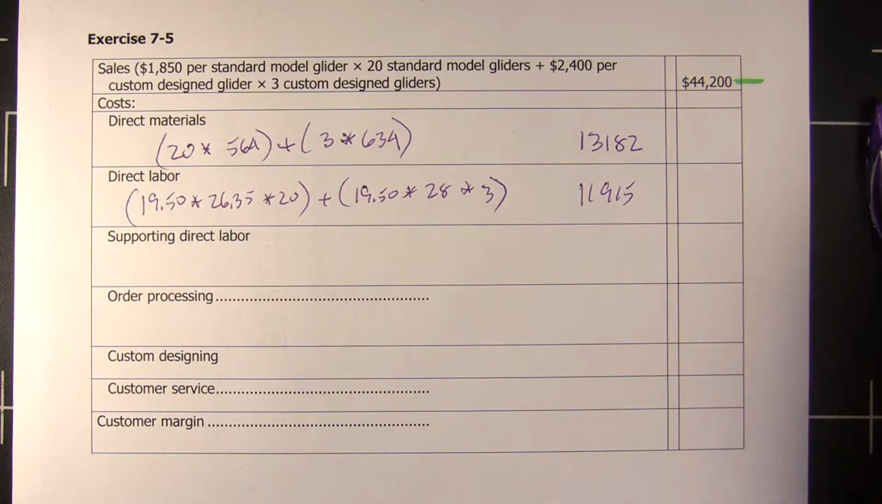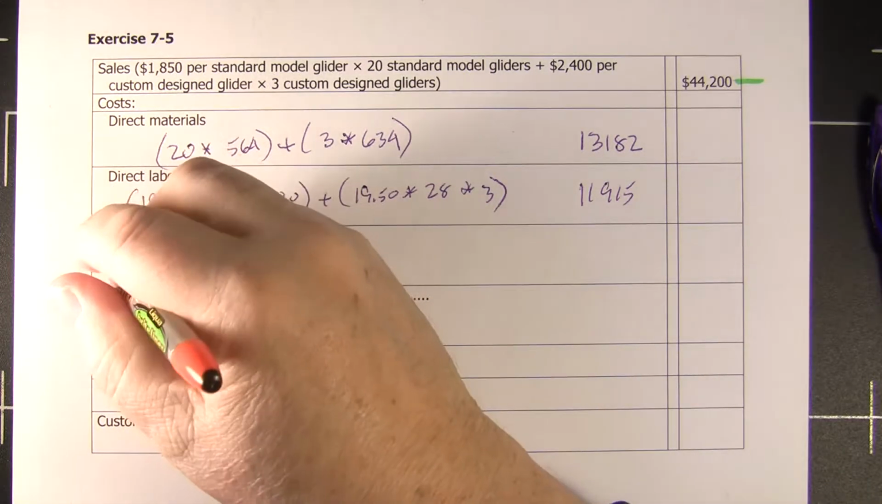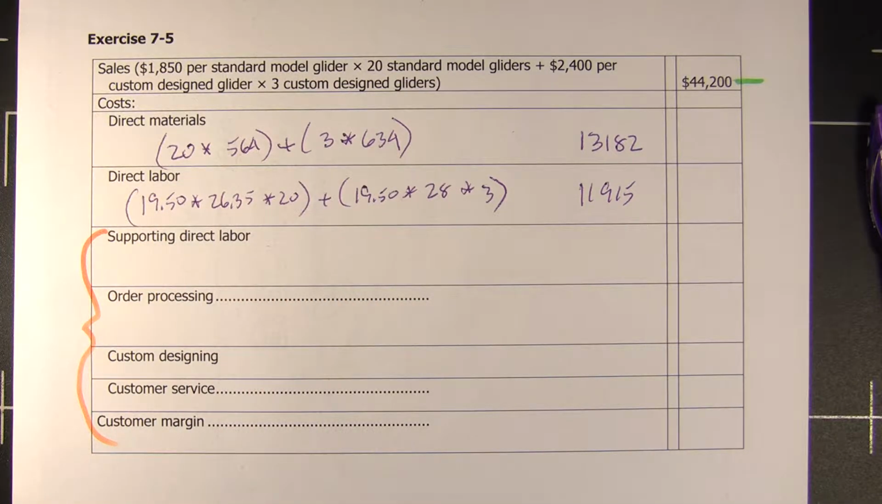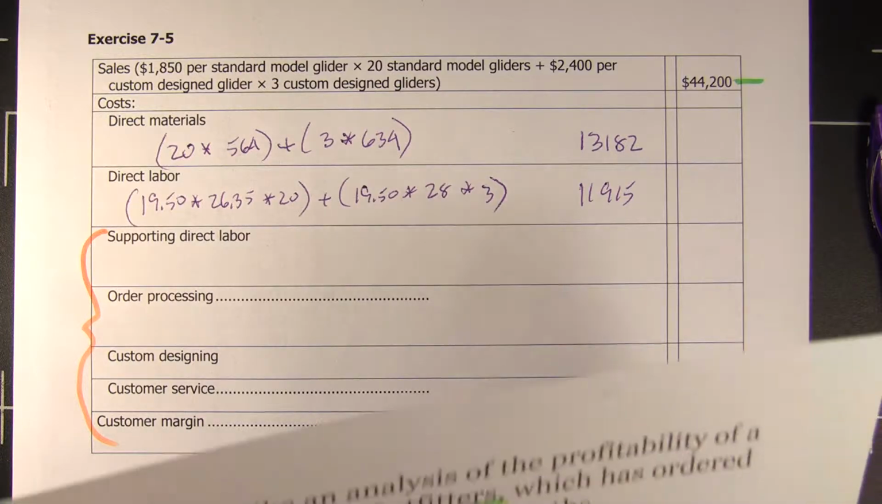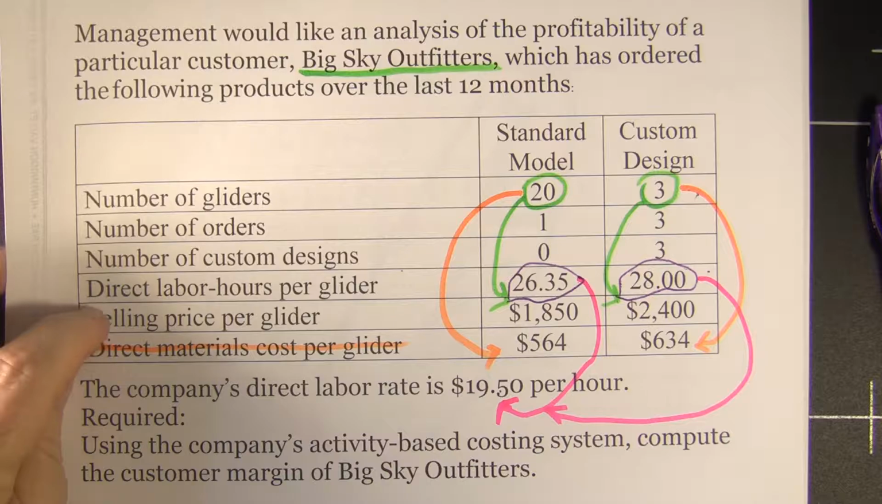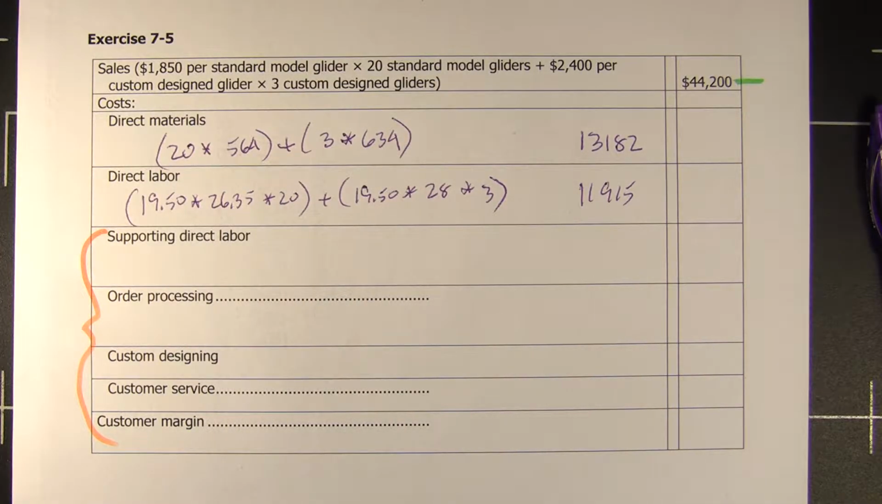Now we get to the meat of this chapter, which is allocating the indirect costs. And they give us those costs. Okay, so that's all the direct stuff. We took care of all of that. So now we need to go to the indirect costs. And they tell us that, where did I have that written down? I know I got it somewhere.